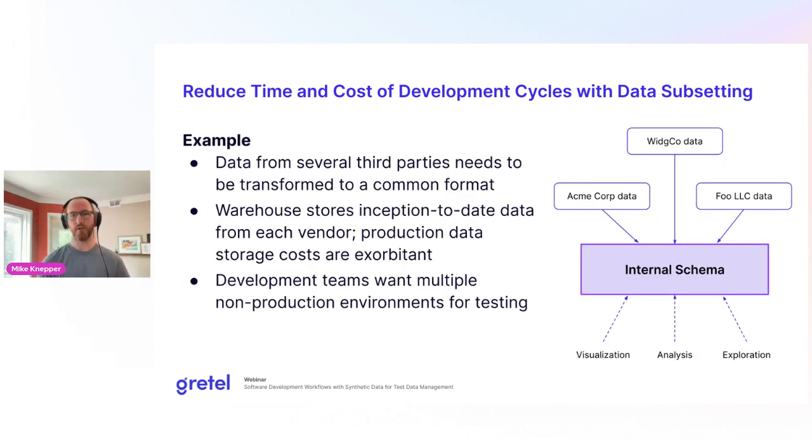So in this scenario, we've got data from a bunch of third parties. We want to transform this into a common format and internal schema that we're going to use for our downstream analysis. So we know we're going to have a bunch of ETL jobs. And in order to implement those jobs, we need to know what the data looks like. But on top of the general security access problem, we have this problem of scale. The warehouse stores inception-to-date data from all these vendors, so the production costs are just exorbitant and out of control.